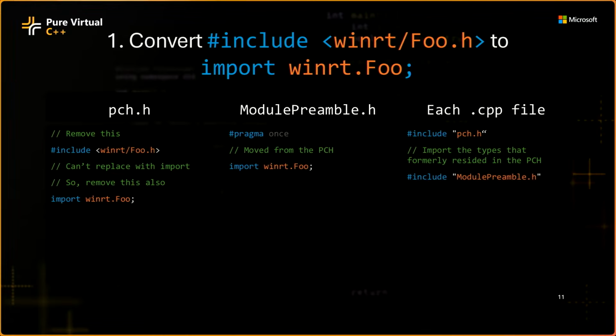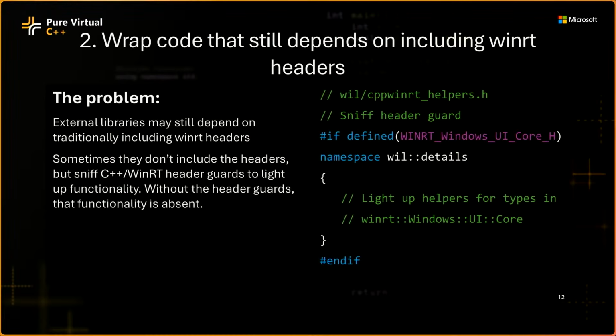Then in all of my CPP files in the project, instead of splattering a whole bunch of import statements all over the place, creating a bunch of noise, making the eventual merge of this pull request more difficult, now I just have a single line, include module_preamble.h. Great. That gives me all the imports I need, all the WinRT types I used to get from my precompiled header. Now they're in the module preamble. Fantastic. So step 1, done.